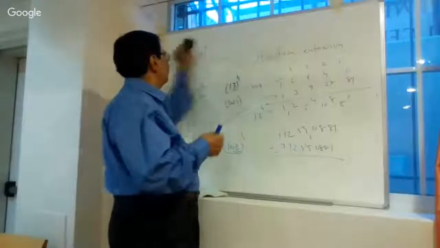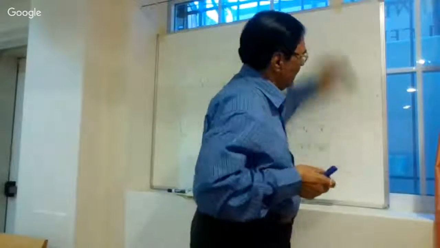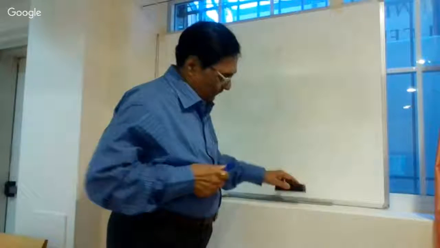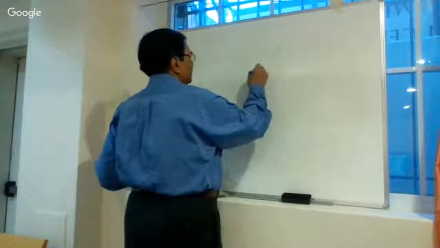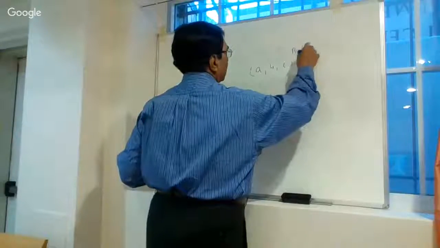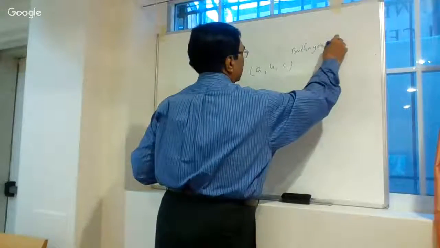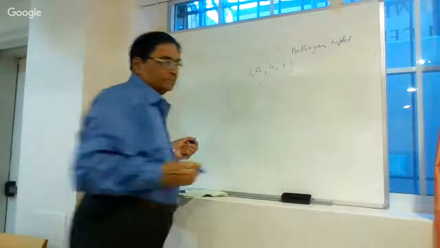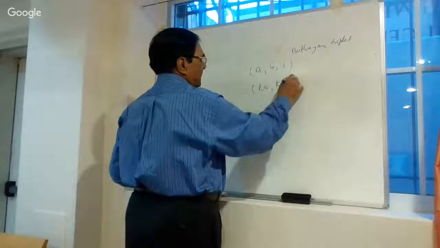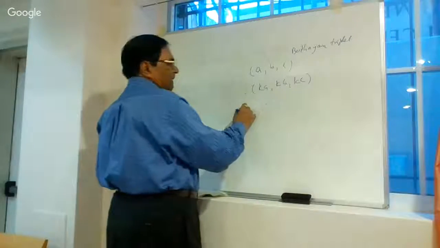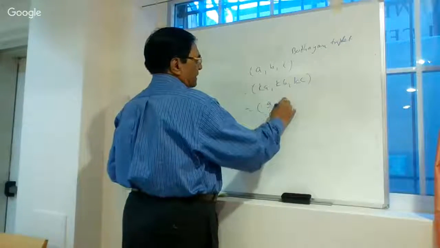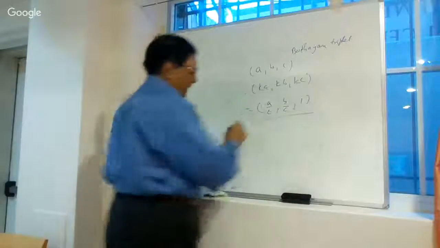Well, yeah, at the end, the last topic I want to discuss is this one thing. If A, B, C is a Boolean triplet, K A, K B, K C also is a Boolean triplet. And in the same way you can say that A by C, B by C is also a Boolean triplet. Right.